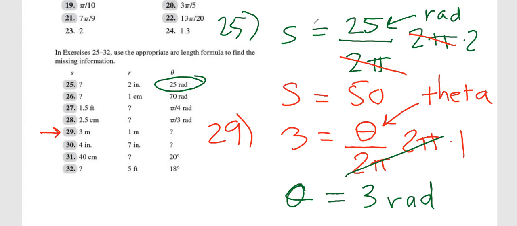I got a question for you. Is that bigger than 180 degrees or smaller than 180 degrees? Okay, you got about 20 seconds to talk to your neighbors and figure out whether you think that angle is bigger than 180 degrees or smaller than 180 degrees.